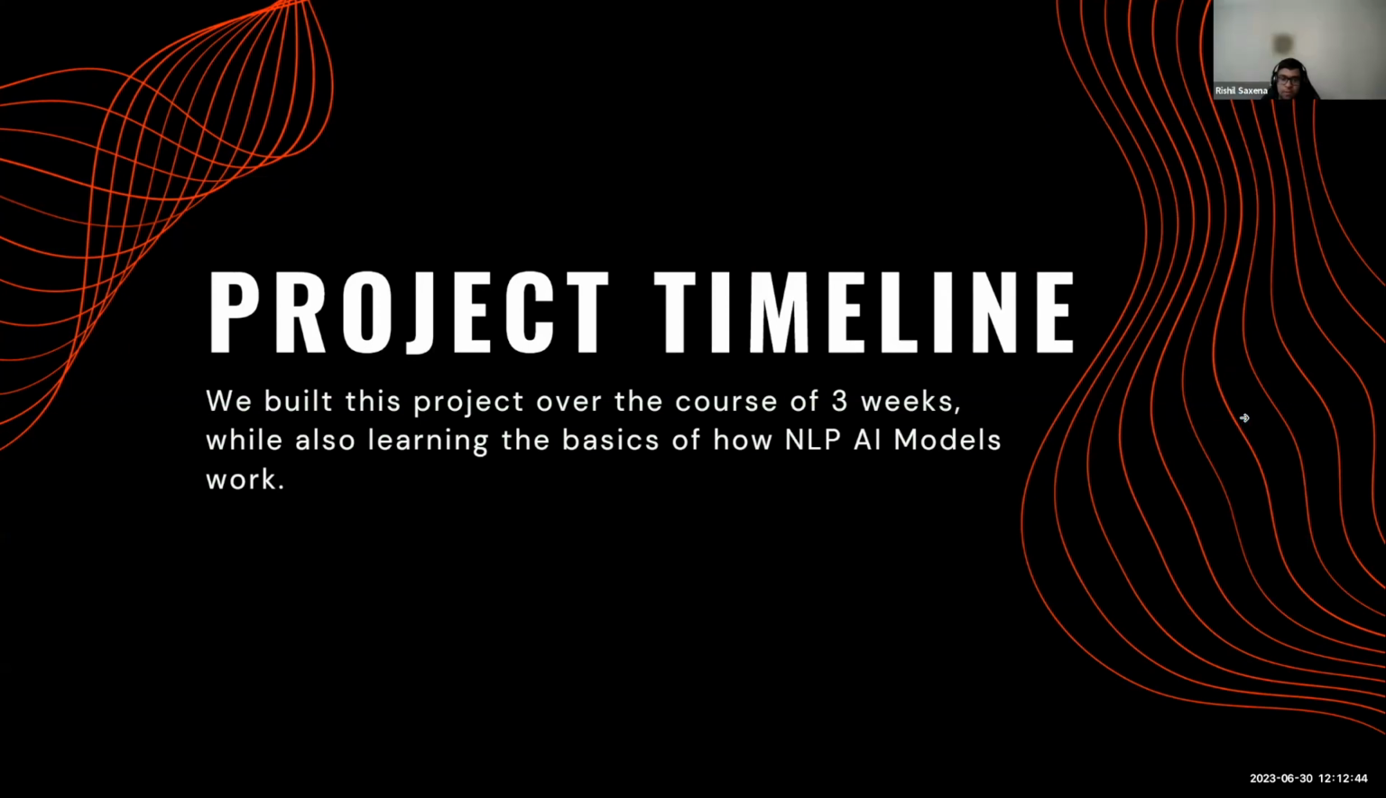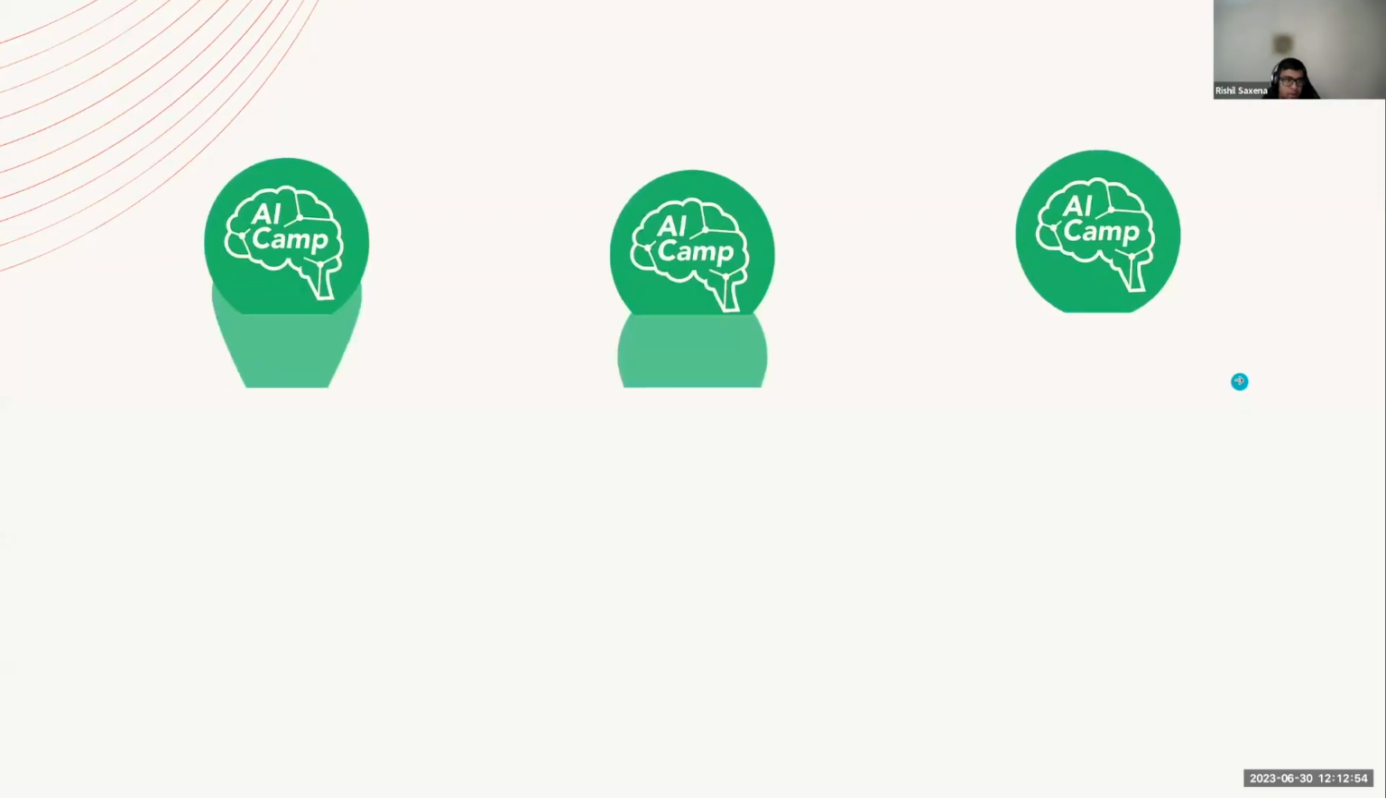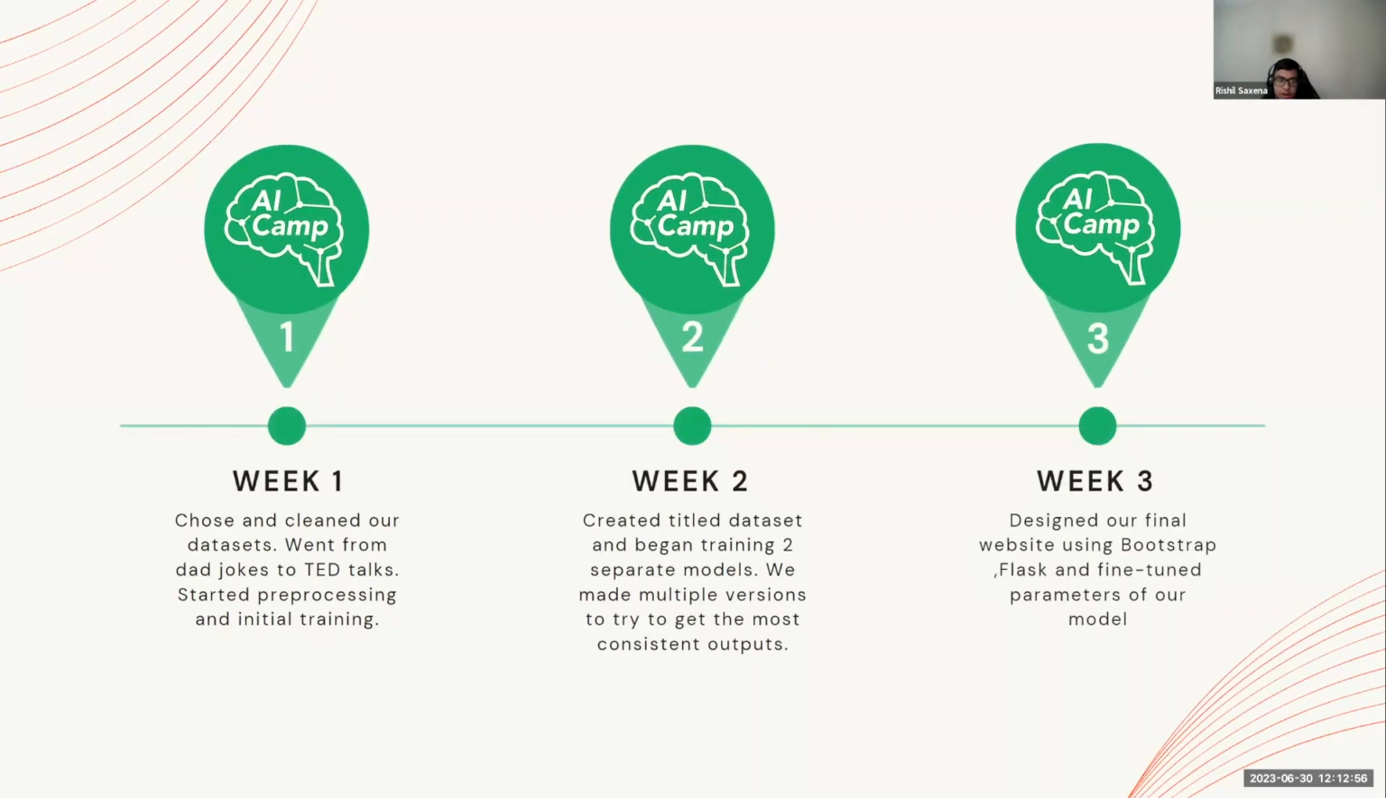Over the 3 weeks of our camp, while learning about NLP, we were also continuously working on and improving our project. During the first week, we chose and cleaned our data sets. We initially started trying to do dad jokes, but we realized it wasn't really possible. So we switched to TED Talks and started pre-processing and training. In week 2, we started training multiple models at the same time to get different versions going to find the most consistent one. And in week 3, we finished our final website, connected it to our model, and started fine-tuning parameters to get the best output.